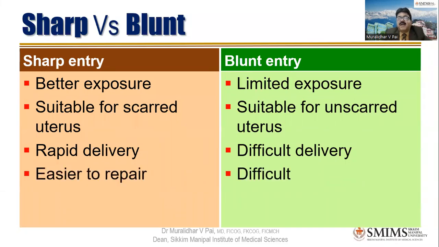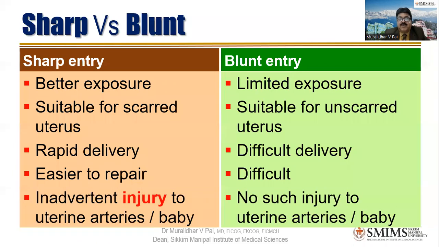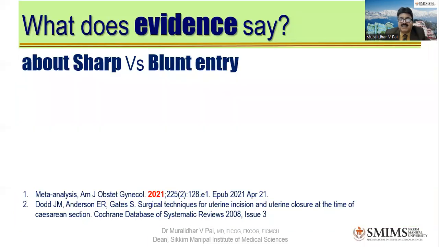Then sharp is easier to repair. Clean-cut wounds are always easier to approximate and repair. Whereas when you tear, you don't know, it will be ragged. Sometimes different layers are coming up. It's not easy to repair. Then there is inadvertent injury. That's the disadvantage of sharp. If you overshoot in a hurry, you'll be cutting the uterine artery. Whereas with blunt, it's not possible to cut the uterine artery.